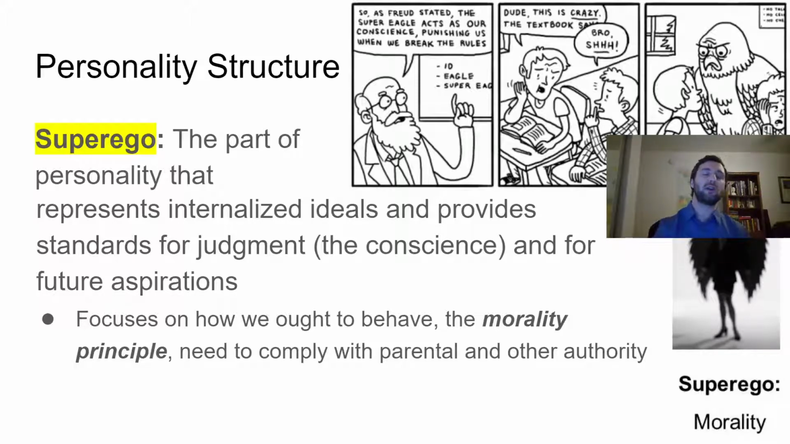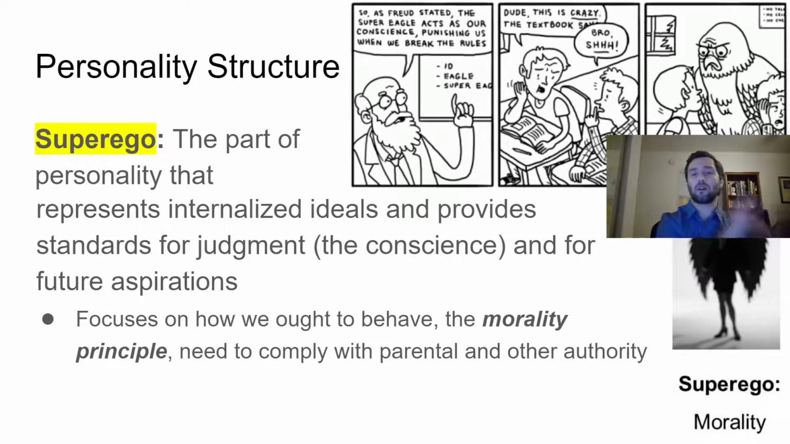The superego is more focused on how we ought to behave, all right? So the id is focusing on satisfying these drives, the pleasure principle. The superego is focused on the morality principle, which is the need to comply with parental or other authority figures. Now, as we get older, society can be considered an authority figure, right? We have this need to comply with society, this need to comply with authority. So you can very much see how these two are juxtaposed.